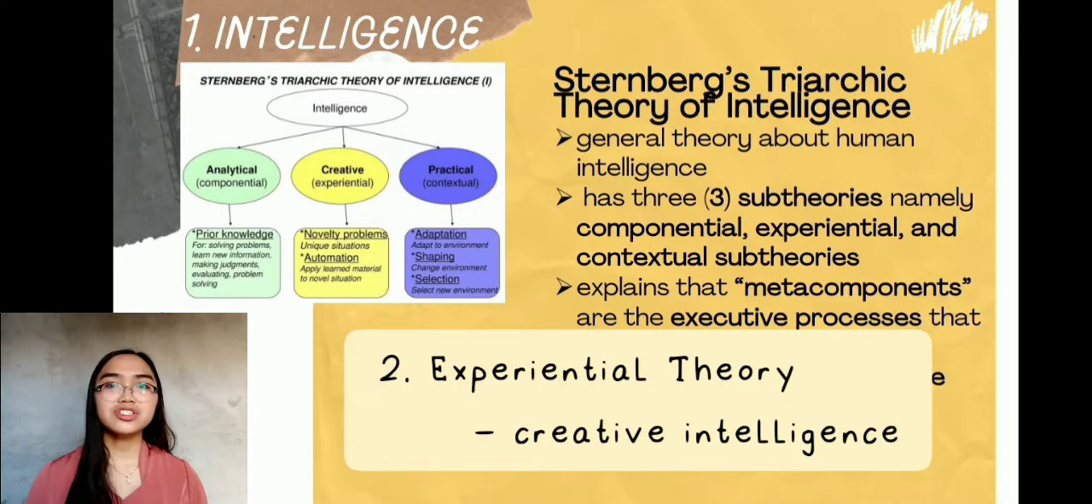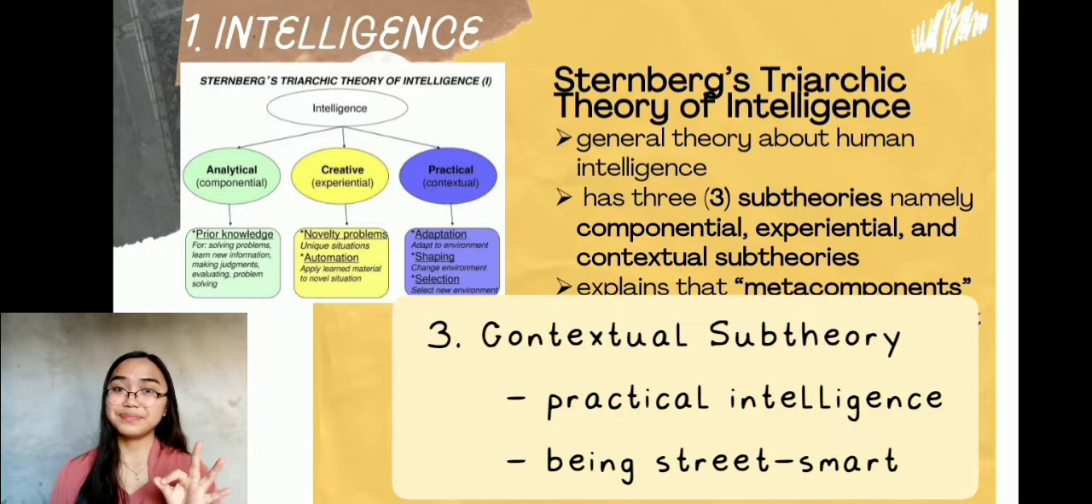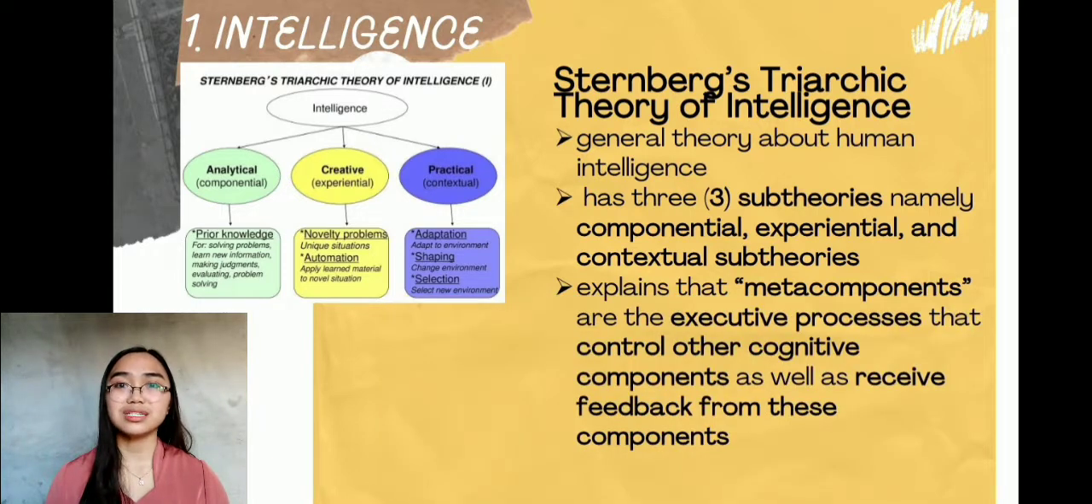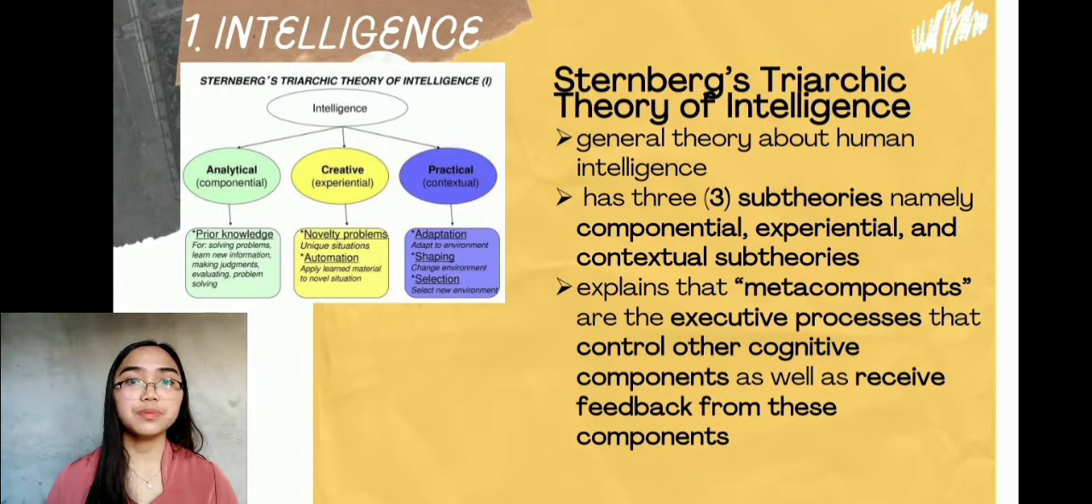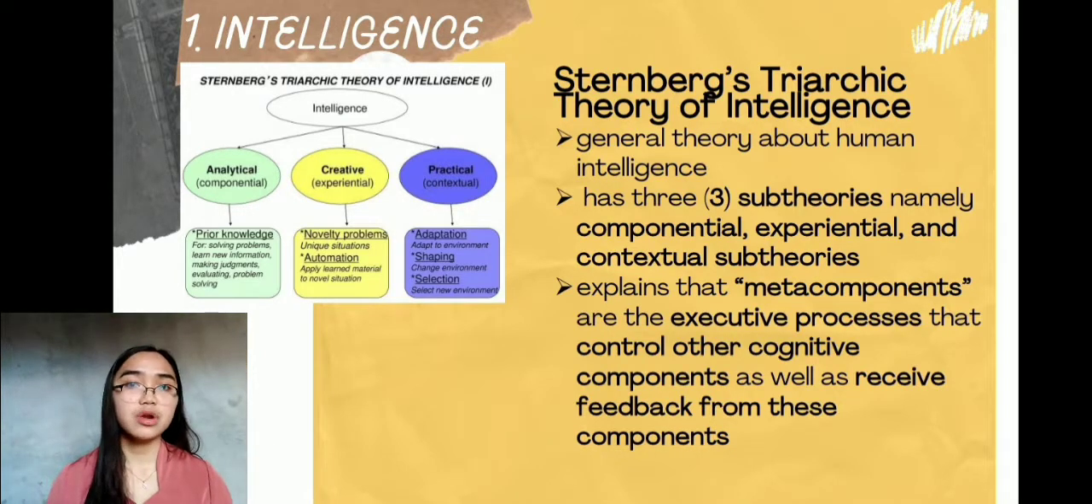Secondly, the experiential sub-theory. It is also known as the creative intelligence. It is the ability to invent new ideas and solutions when dealing with new situations. Lastly, we have the contextual intelligence, also known as practical intelligence. It is defined as being street smart. It is the ability of a person to adapt in a new environment or change it accordingly to best suit his or her personal needs. Kumbaga, you have the ability to change the circumstances happening due to your preparedness and knowledge as well. You can control the situations happening around you.